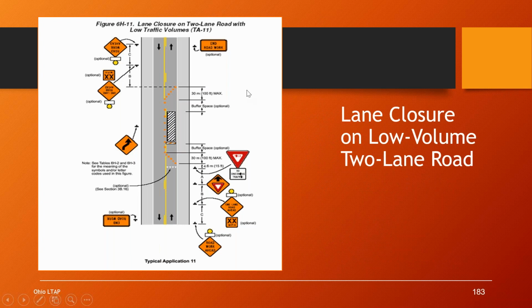And then we have another situation here, and this is typical application number 11 for lane closure on a two-lane road with low traffic volumes. A lot of county and township roads have this situation. If there are no hills and curves, it's a nice straight stretch of road and it's low volume, then you can get by without using a flagger. You can do that with some signs.